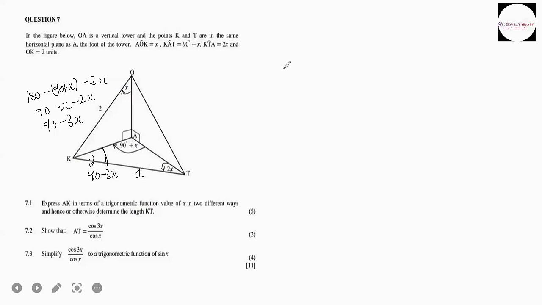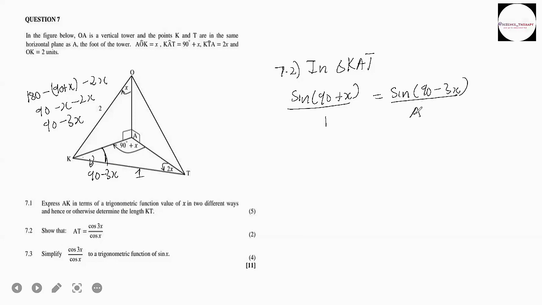So we can use the sine rule and say for 7.2, we are using this triangle KAT. So in triangle KAT, for the sine rule, we're going to say sine 90 plus x. But then remember, our KT is 1, and then is equals to what? This is going to be sine 90 minus 3x over what? Over AT. But then remember, this is a cofunction here, so it changes to what? Cos x, right? And then if we cross multiply it with the AT, then we have AT cos x.